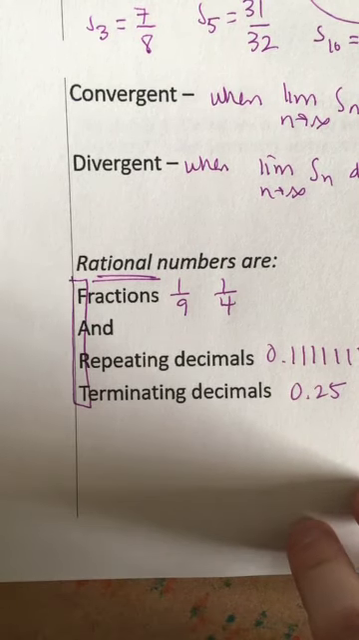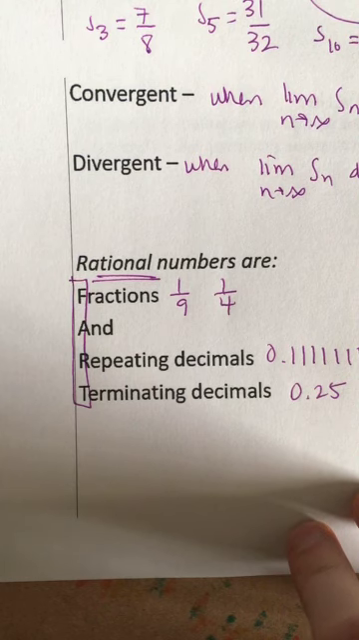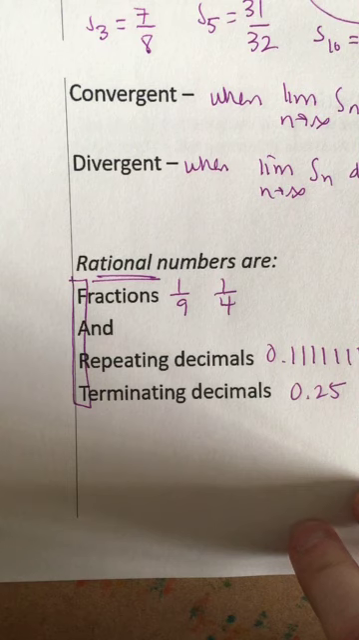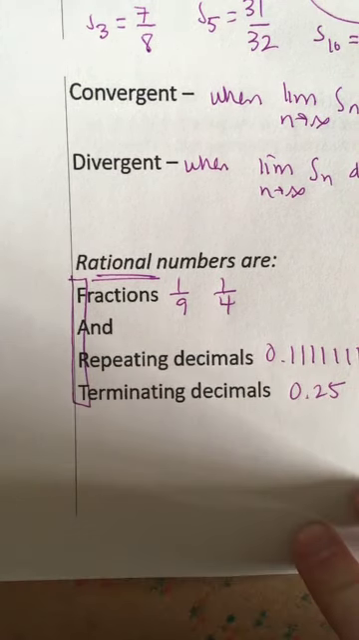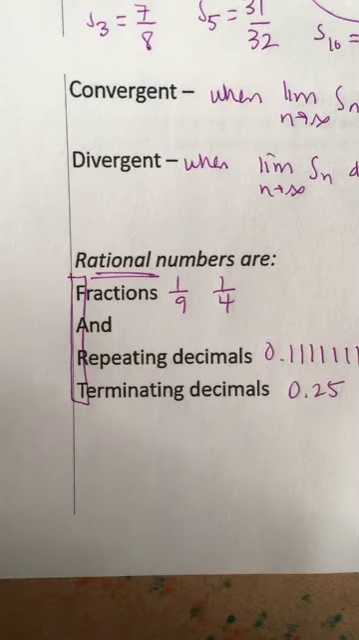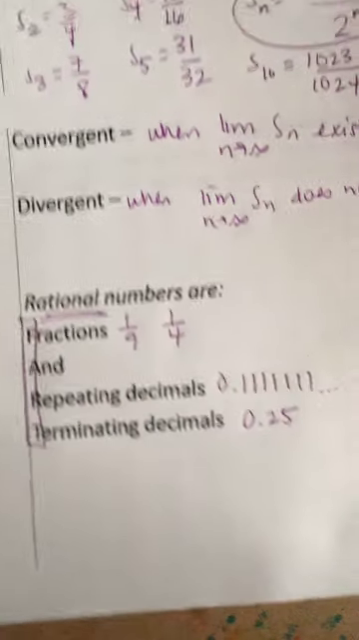If you see pi, for example, there's no pattern. The square root of 2, there's no pattern. Those aren't rational, they are irrational because they don't repeat and they don't terminate. Terminate just means end and stop. They are decimals. You can write them as decimals, but they're not repeating and not terminating.